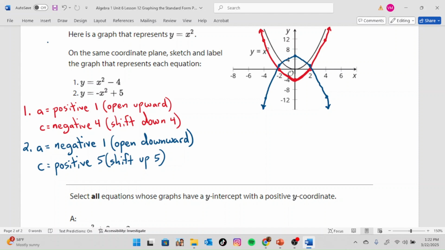So the important things to take away from this practice problem are that a positive a means it opens upward, and a negative a means that it opens downward. A positive c term means we shift it up that many, and a negative c term means we shift it down that many.